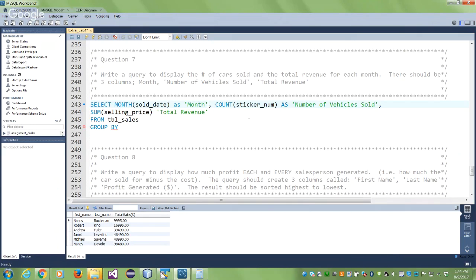And since it is definitely counting and summing on a group, I have to group it by. And what will be the group by will depend upon, what did I say? I said I want to group it for each month. And sold date. There it is. Right, so look at the sales table. Every month, how many vehicles were sold and what was the revenue from it.